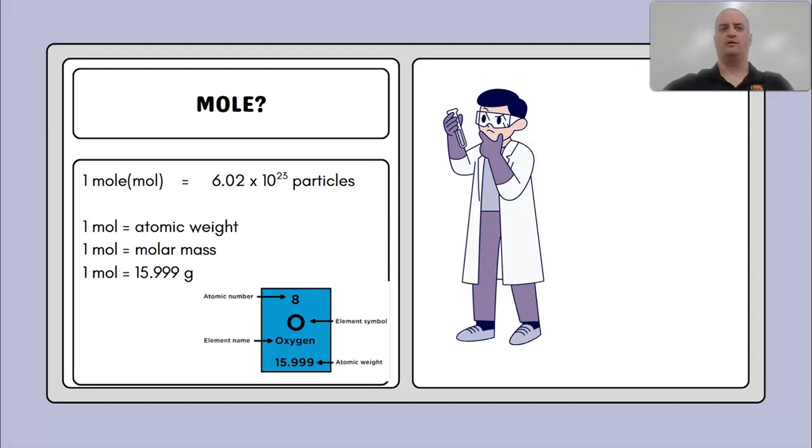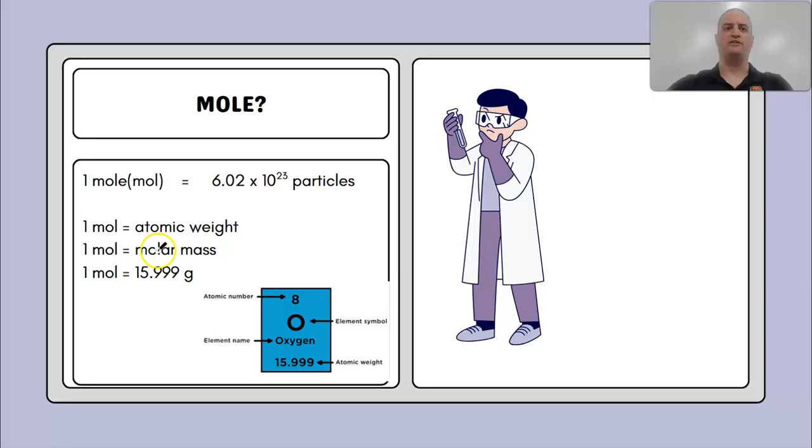So what is a mole? No, that's not the sound they make. A mole is just so many particles. It's an enormous amount of particles. That doesn't seem to make much sense, but that's okay. Don't worry. Just like a dozen equals 12, a mole, abbreviated mol, equals so many particles. Now 1 mole equals the atomic weight of an element.